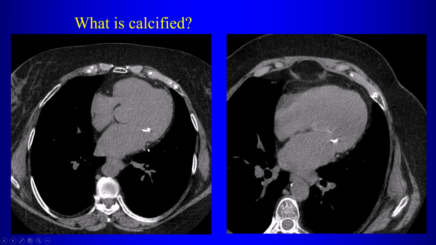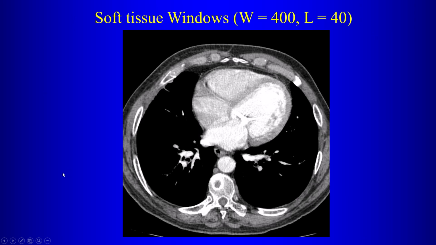Okay, so what is calcified here? We see this fleck of calcium here between the left atrium and the left ventricle. Here we are at the level of the mitral valve. So this represents mitral valve calcification.